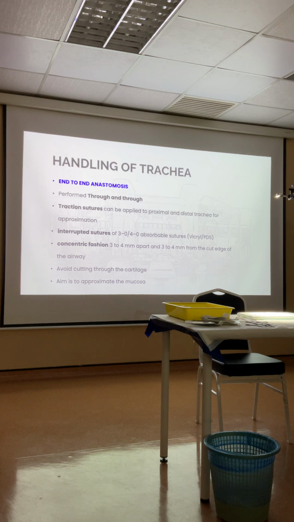Some centers prefer Vicryl, some centers prefer PDS. We normally use a 3 or 4-0 absorbable suture. Because once you close the neck, you're not going to be there to remove the suture, so it has to be an absorbable suture. And we usually suture it in a concentric fashion, so in a circular fashion. You can either start posteriorly coming anteriorly, or you can start anteriorly going posteriorly.